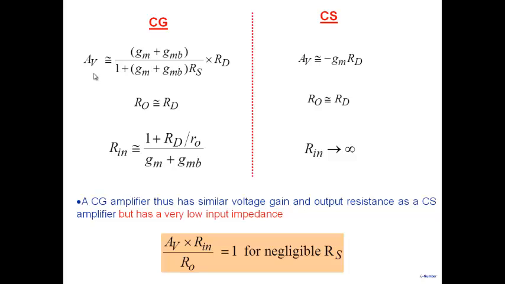Also, you can see if you take AV, R0 and Rn, you can multiply them together, and if you recall, we had something similar for a common base. AV multiplied by Rn by R0 is 1 for small values of Rs. So here, if you increase gain, you are either compromising Rn or you're compromising R0, unlike this particular stage, where Rn is always very, very large. So obviously, as a voltage amplifier, common gate is inferior with respect to common source.